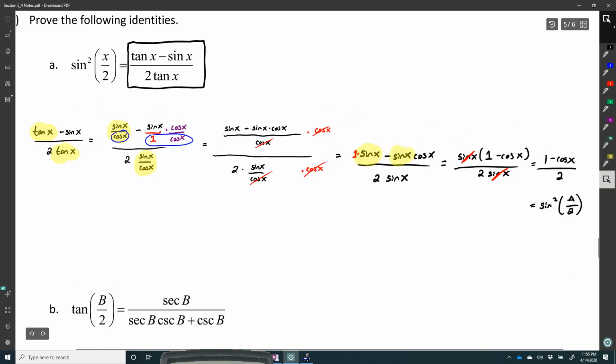And there you go. So we started it out, we turned everything into sines and cosines, and I know it gets kind of ugly with your fraction over fraction, but the idea here is that if you notice that both fractions on the top and bottom have the same denominator, and they're the only fractions present, you can cancel. Anyway, once we have the 1 minus cosine x over 2, you know that that's equal to my formula, sine squared of a over 2. So let's do the other one.